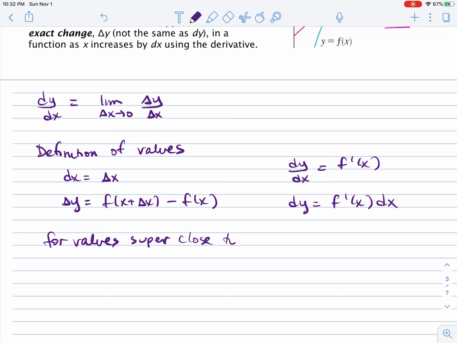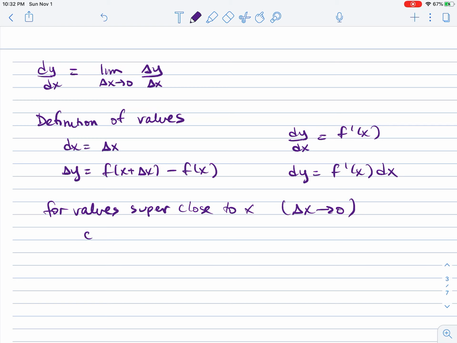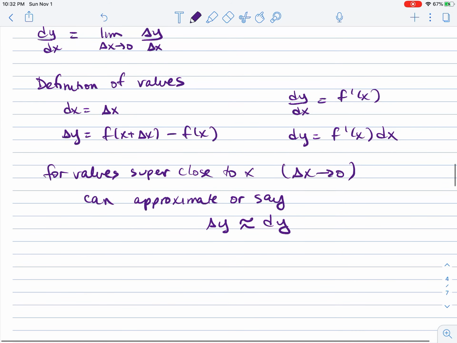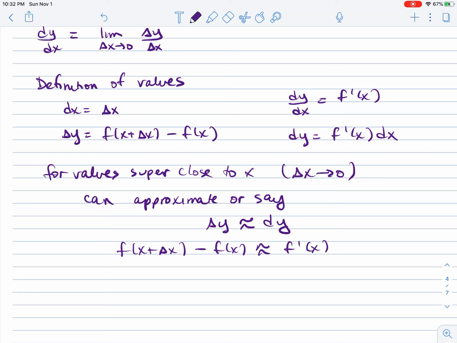And so for values super close to x, or in other words, as delta x approaches 0, we can approximate, or say, that delta y is approximately equal to dy. So in other words, f of x plus delta x minus f of x is approximately equal to f prime of x dx.